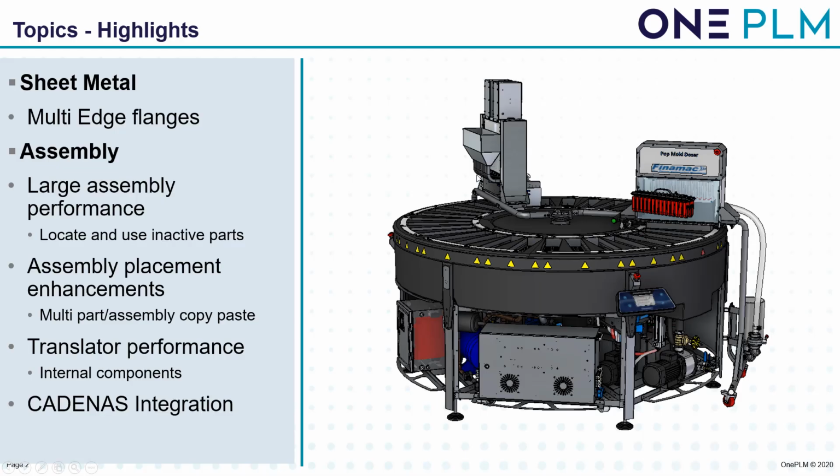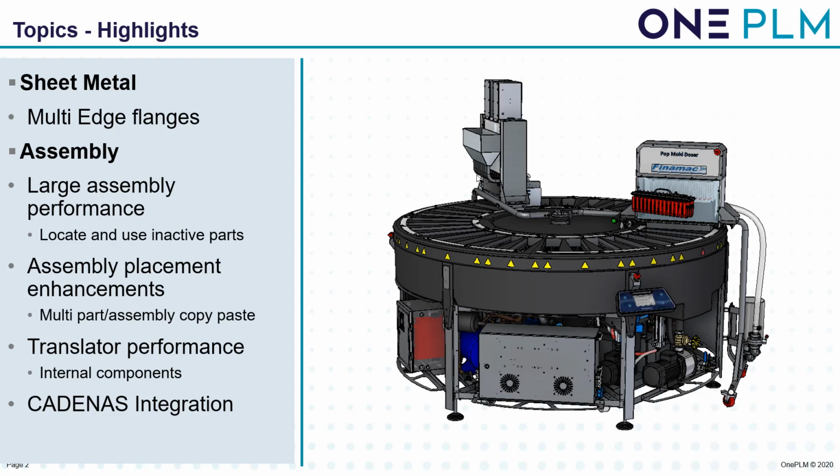So let's have a look at what we've got. Highlights: we've got sheet metal multi-edge flange, assembly, large assembly performance with an extra enhancement on there, and assembly placement enhancements, so how we can do some different things with part copies. Some translator performance options, so we've got a new way when we bring an assembly in from another system.